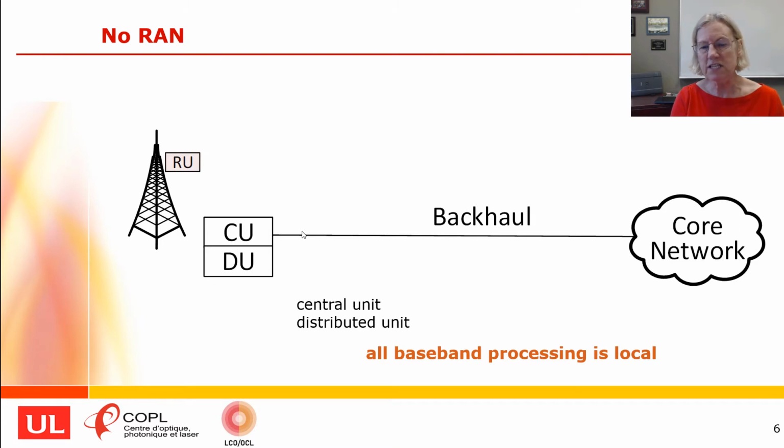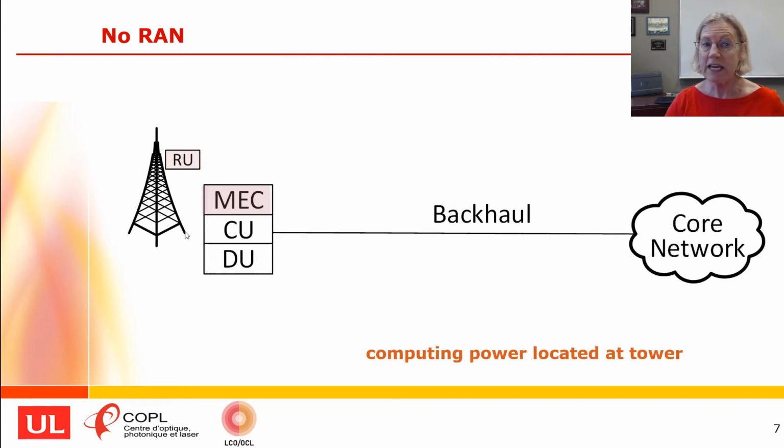We can have a central unit that does more of the network level processing. But in any case, all of the baseband processing for the radio signals is now being done very close, locally at the antenna site, maybe at the base of the tower. To that, we can take this idea of edge computing and really make the edge be the antenna tower.